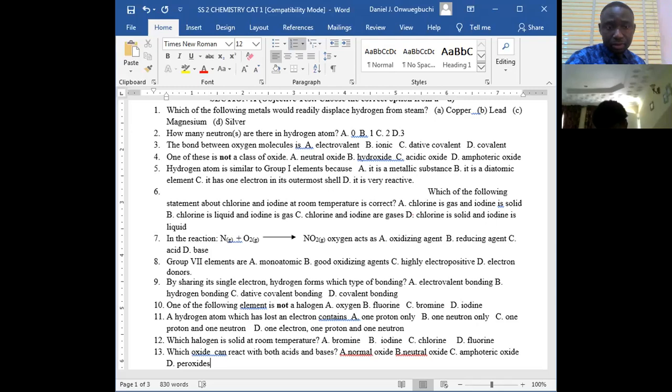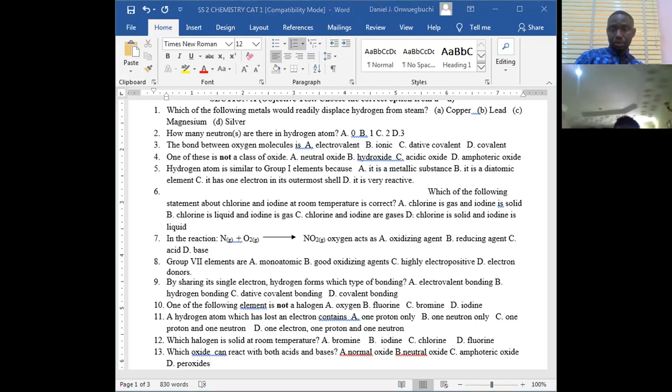Number five. Hydrogen atom is similar to group one because it has one electron in the outermost shell. Okay, number six. Which of the following statements about chlorine and iodine at room temperature is correct? At room temperature means at normal temperature, 25 degrees Celsius.